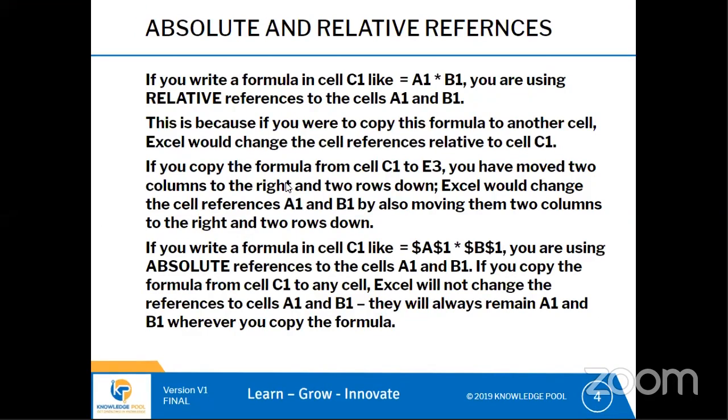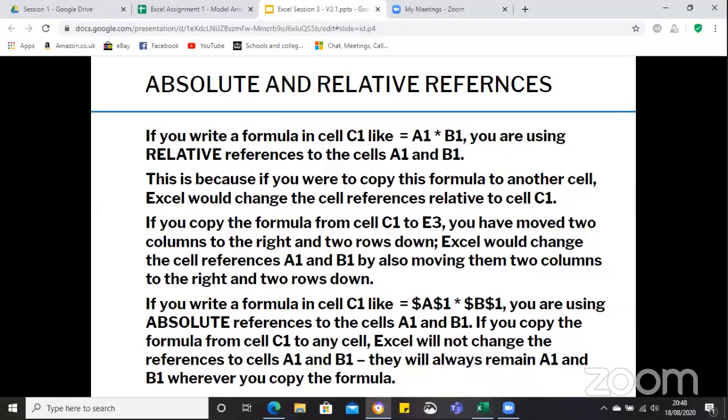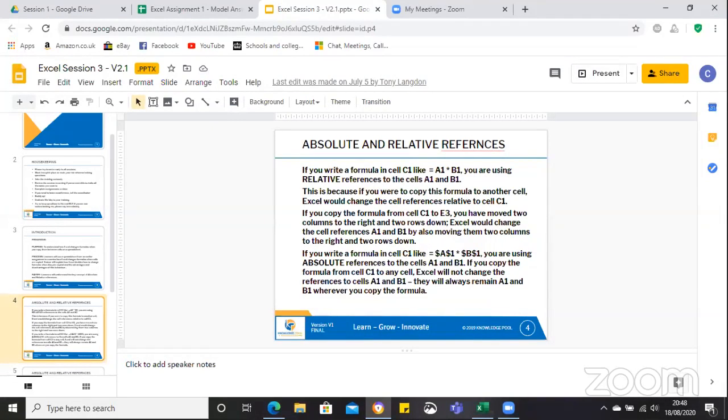The opposite of that is the absolute reference. So if you typed in the formula $A$1 times $B$1, you're using absolute references to cells A1 and B1. So no matter where you copied that formula, Excel will never change the references. It will always reference A1 and B1. That's what that $ sign is telling you. Okay, so that's the difference between relative and absolute.